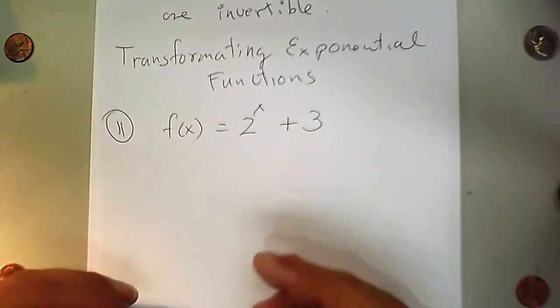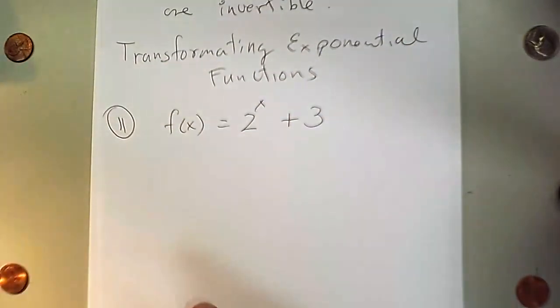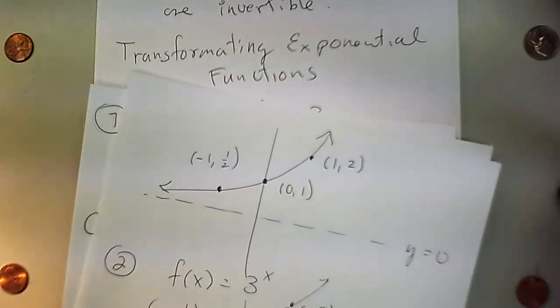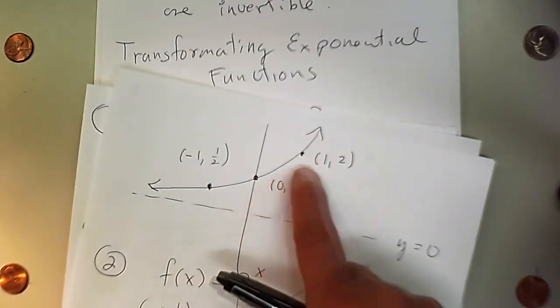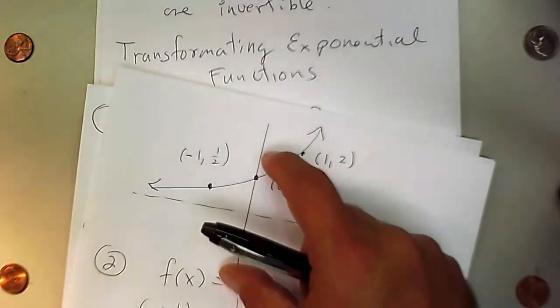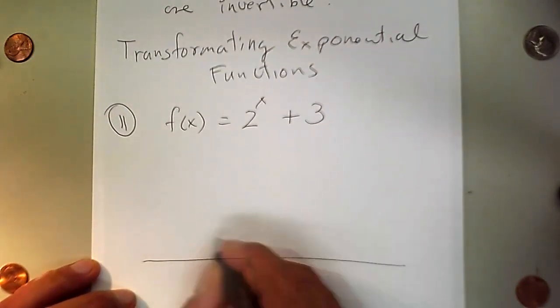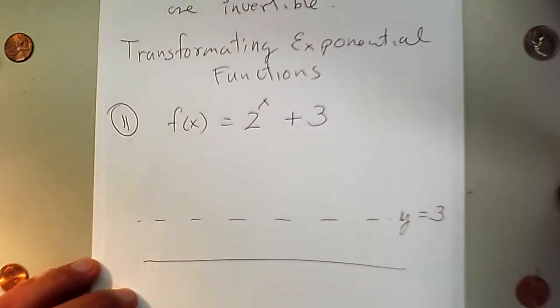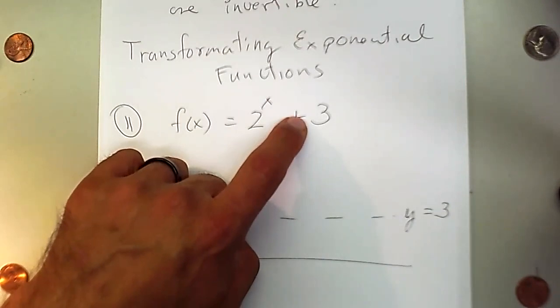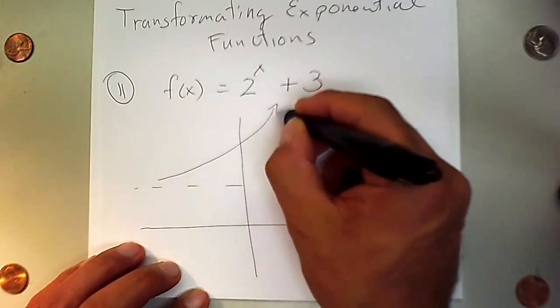This 3, remember, moves the graph up by 3 units. Now we know 2 to the x. 2 to the x is back here. There's the graph. The horizontal asymptote is 0. It goes through (0, 1), (1, 2). But now we're going to shift the whole graph by 3 units. So there is the x-axis. The horizontal asymptote now is at 3 because we moved the graph up by 3 units. The graph is going to go like that, a sketch.